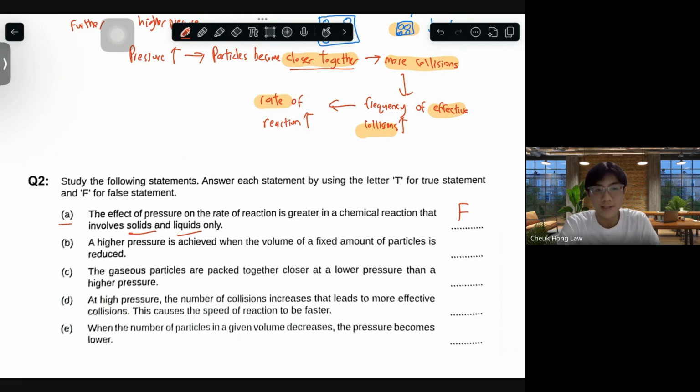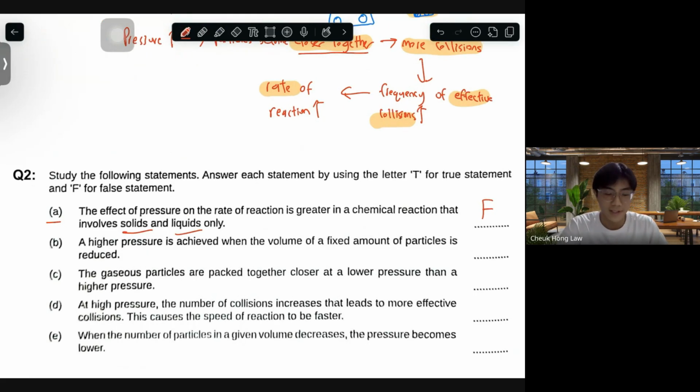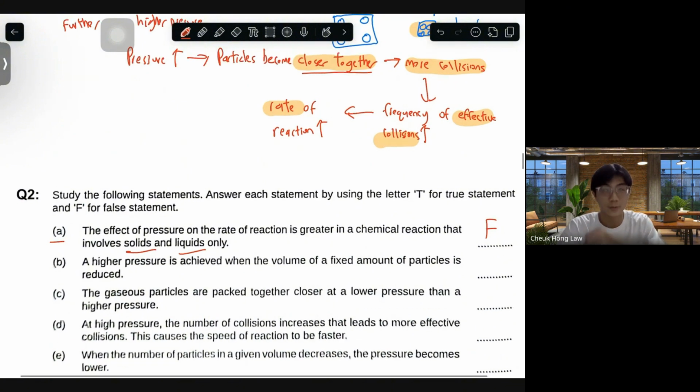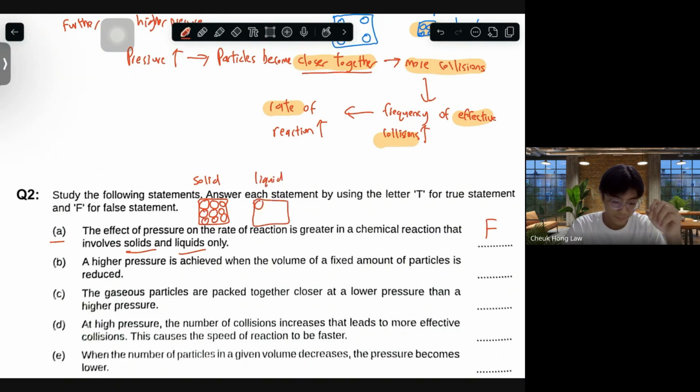Okay, but if you guys are wondering, why is it false? Think about your solids and liquids. Go back to chapter 2. Or is it chapter 1? I forgot already. I think chapter 2, kinetic particle theory. In solids, the particles are very closely packed in an orderly arrangement. This is solid. Then liquid, they are also very closely packed, but with a slightly irregular arrangement.